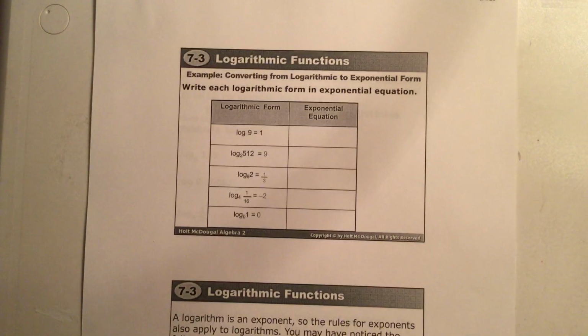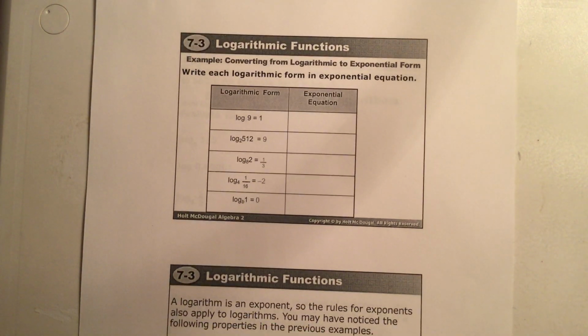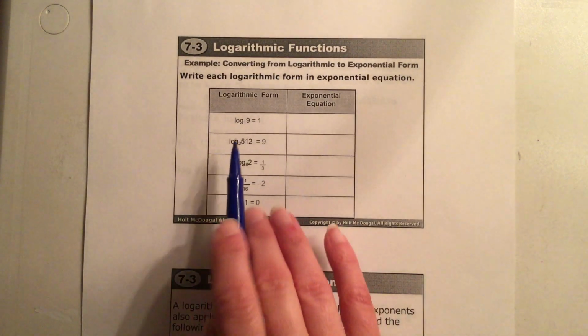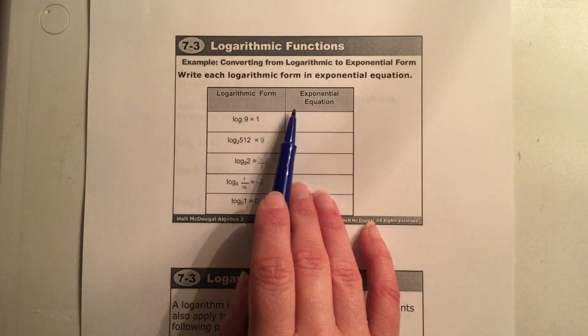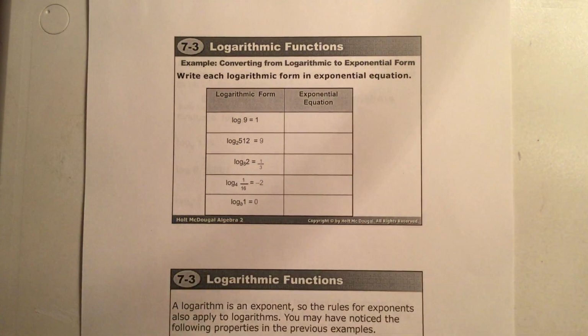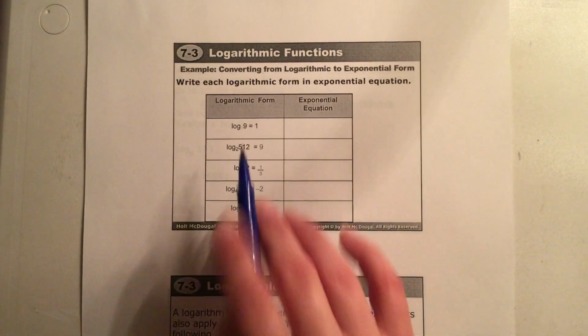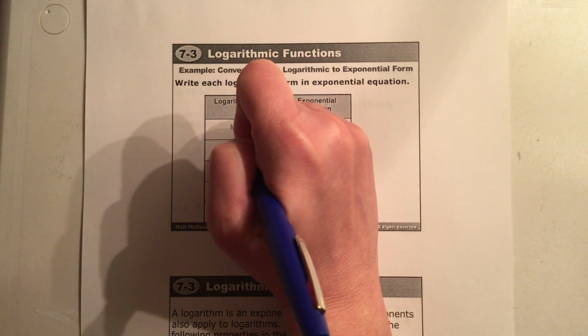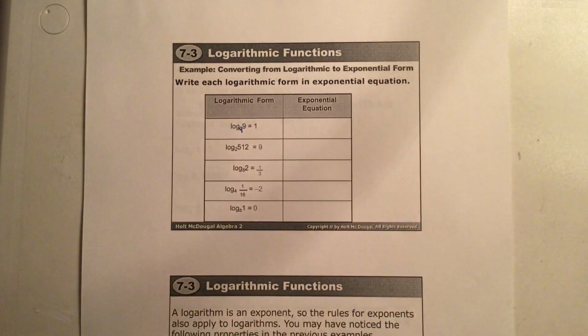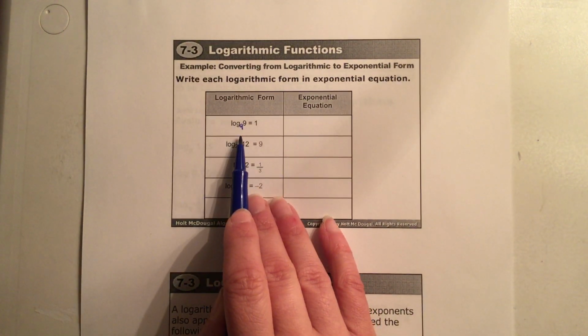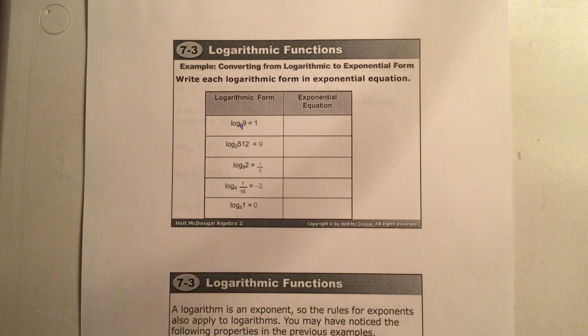Okay, now the next section on the worksheet, they're just having you go in reverse. They're going to give you logarithmic form. You are just rewriting what it would look like as an exponent, okay? Again, for some reason, this printed really, really light. This should be a 9. So it's log base 9 of 9 equals 1. Sorry about that.